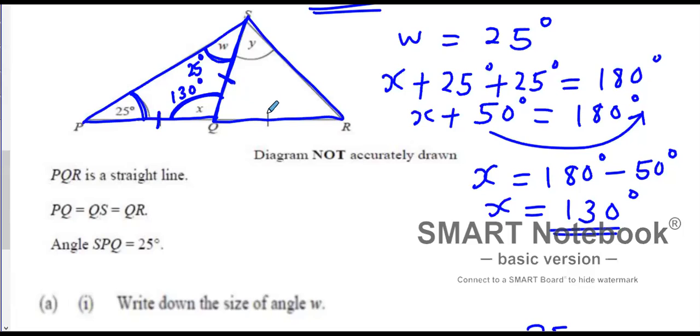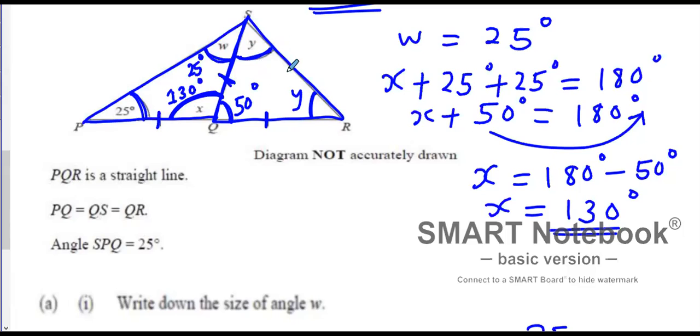Now this symbol means this angle equals this angle. So if this angle is Y, even this angle will be marked Y. But if this is 130, this angle will be 50. Why? Because 50 plus 130 gives you 180.